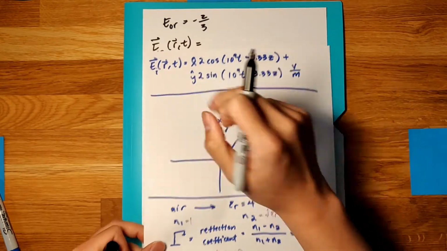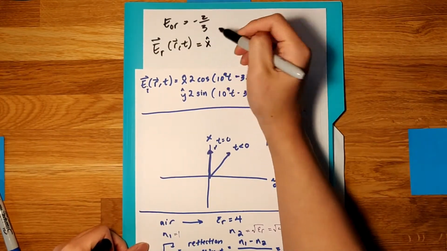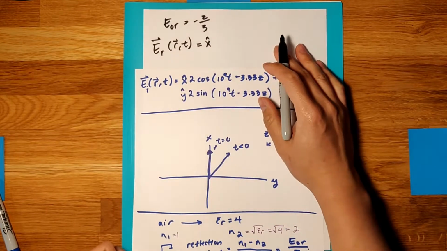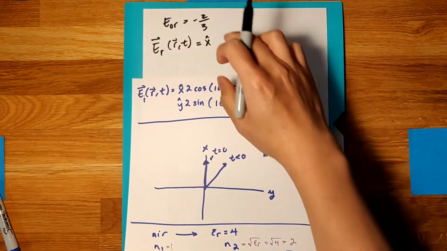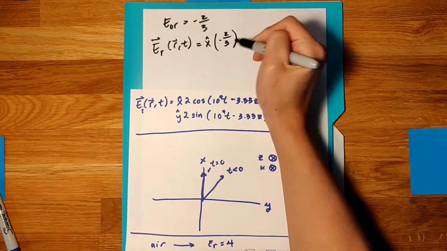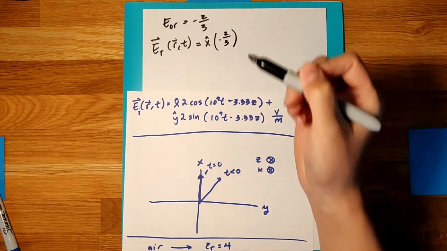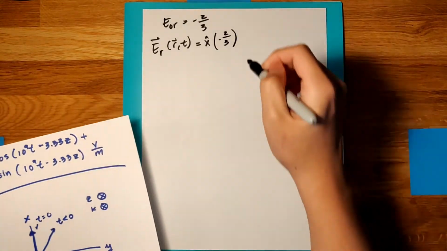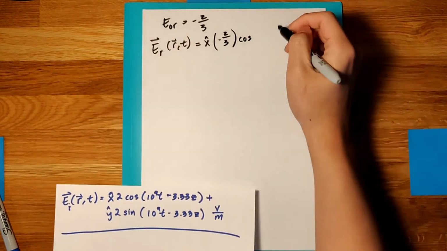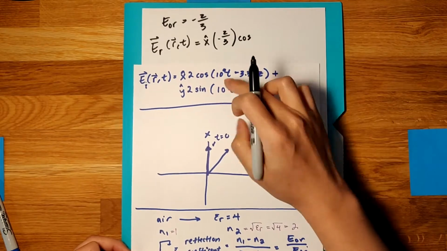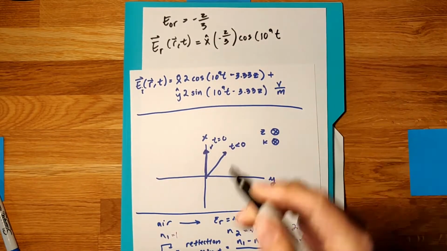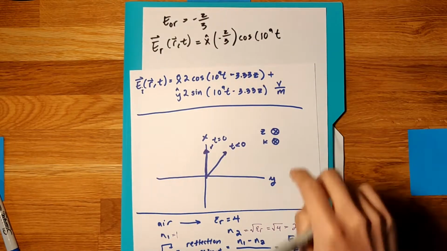copy what we had before, x hat, and then let the magnitude deal with the direction. We can assume that the reflected electromagnetic wave is going in the same direction as the incident, and we will let the magnitude deal with the direction, negative 2/3. Times cosine, just copying from what we had before, times the same thing on the inside, 10 to the 9 t. But in this case, what will our k be?